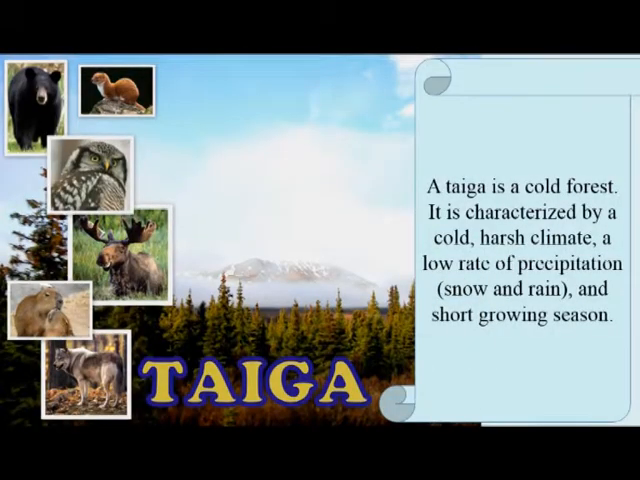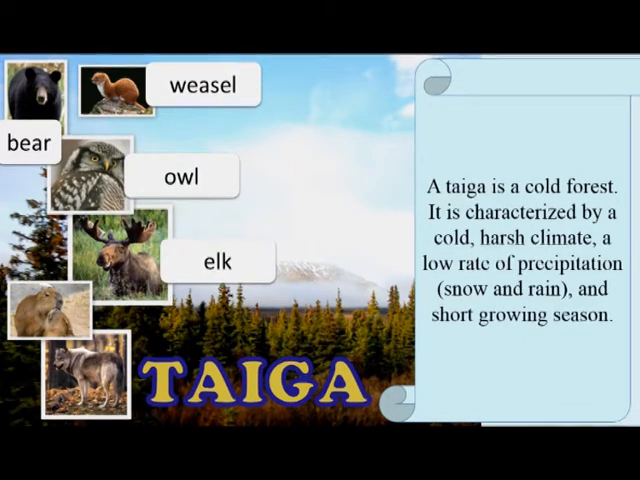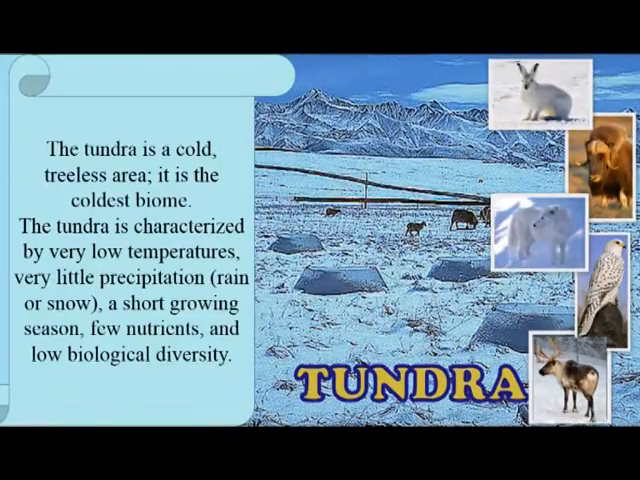Taiga. A taiga is a cold forest. It is characterized by a cold, harsh climate, a low rate of precipitation, snow and rain, and short growing season. Examples of animals are weasel, bear, owl, elk, wolf, and otter.